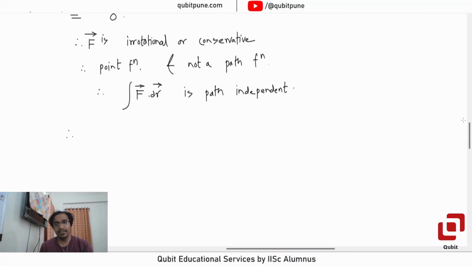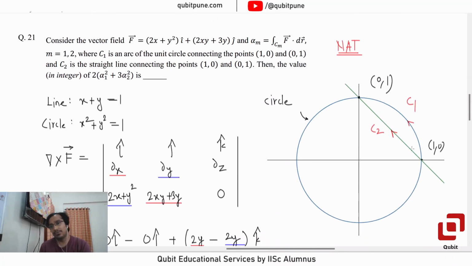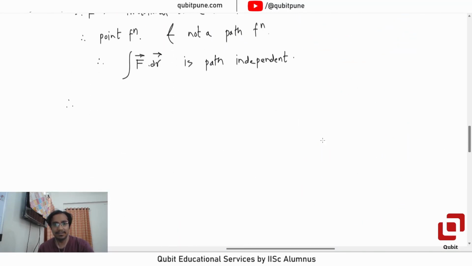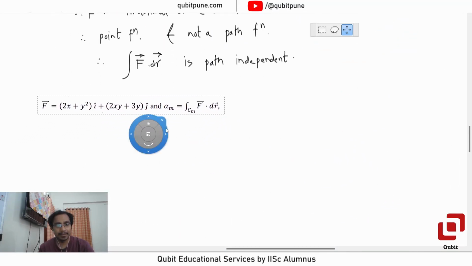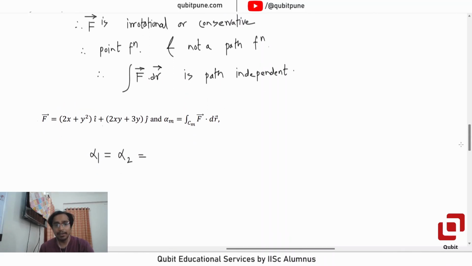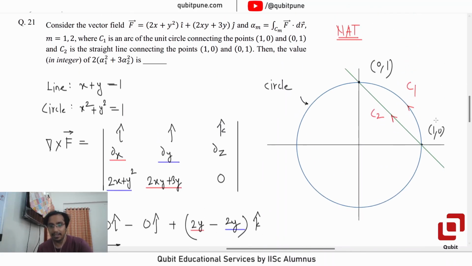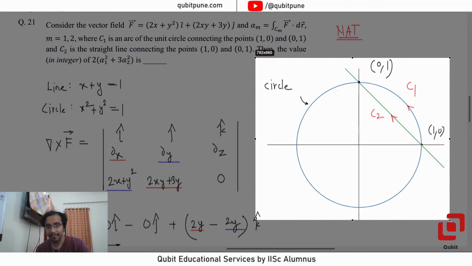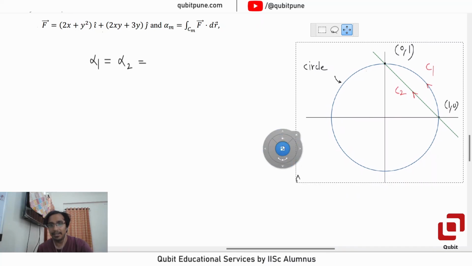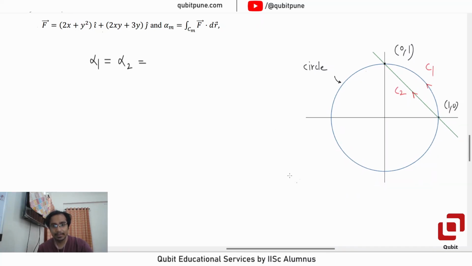Therefore, we can choose any path of integration. We can choose a straight line, because it is easier. So alpha 1 and alpha 2, they both are one and the same. Now for our path along the line, can we get the limits?